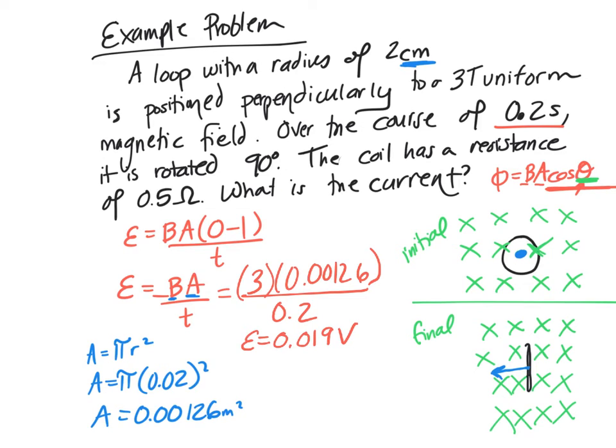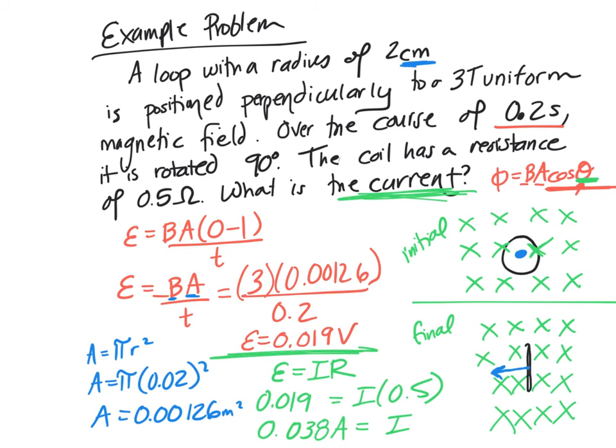So now we're going to use that to find the current. At this point we found basically the equivalent of the voltage, but we need the current. So we're going to use Ohm's law, and we're going to plug that in. So we've got 0.019 equals the current times the resistance, which was 0.5. And math, that is a very tiny current. Definitely not enough to heat a Pop-Tart, so pretty much useless.